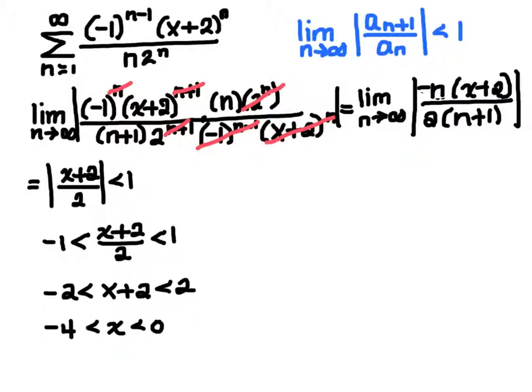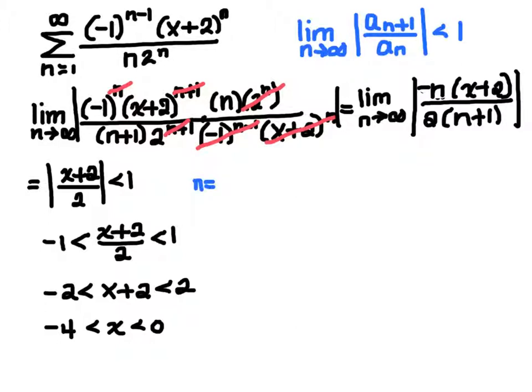So now we know that the interval of convergence is between negative 4 and 0, and it's centered at negative 2. What we need to do is check the endpoints. What happens to our series at negative 4 and at 0? So we want to know what the value of this series is at each endpoint. Let's start with negative 4.